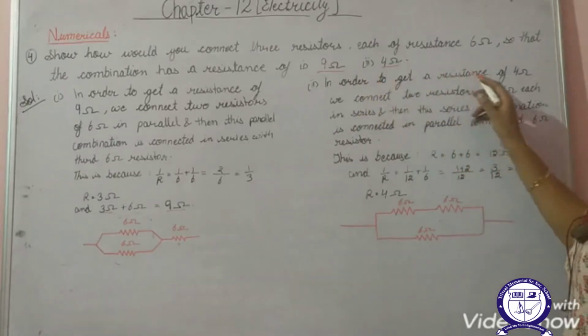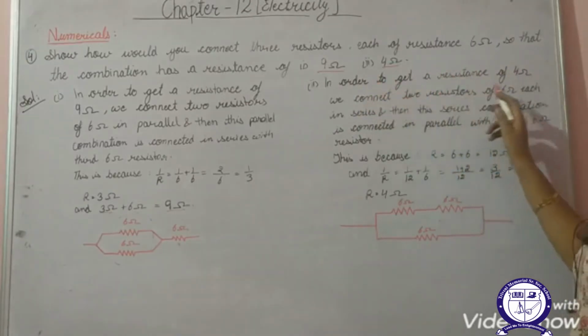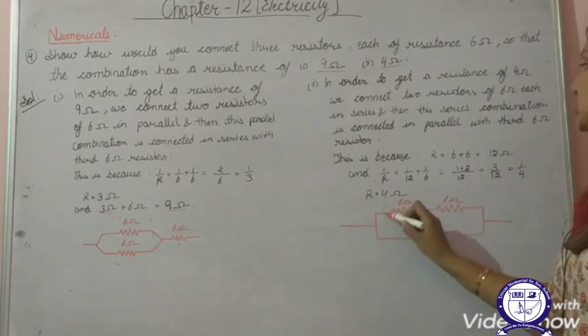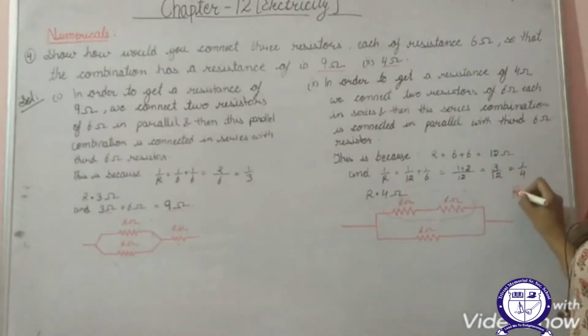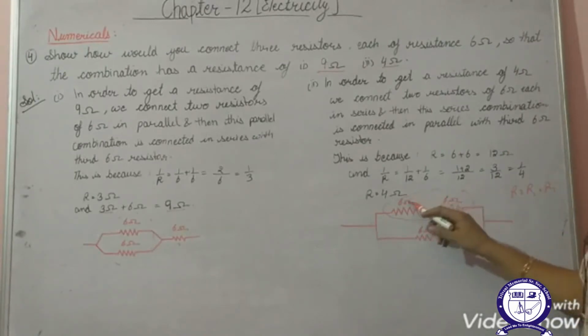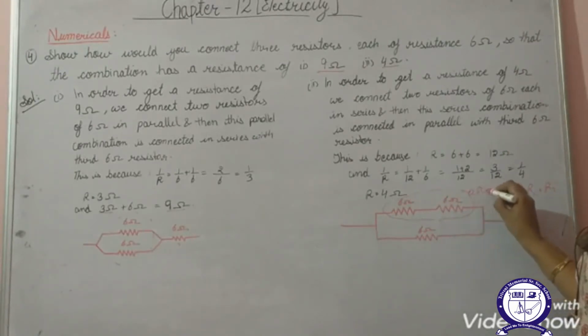So in order to get a resistance of 4 ohm, we connect two resistors of 6 ohm each in series. So here I have connected both of them in series and in parallel with the third one. If we connect these two in series, we know that the formula is R1 plus R2. They will simply add up, 6 plus 6, 12. So this combination will have a resistance of 12 ohm.